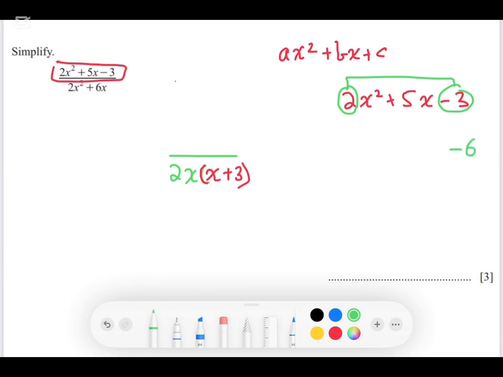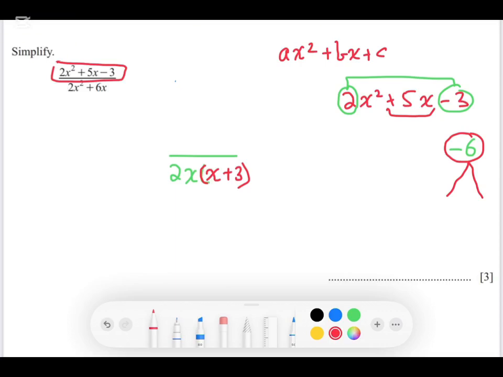Now you have to identify two numbers. When I multiply those two numbers, it will give me negative 6, and when I add or subtract those two numbers, it will give me the middle value. That's the rule of middle term break. Now I'm repeating again. I multiply the first coefficient with the last term, that is negative 3. So 2 multiplied by negative 3 gives us negative 6.